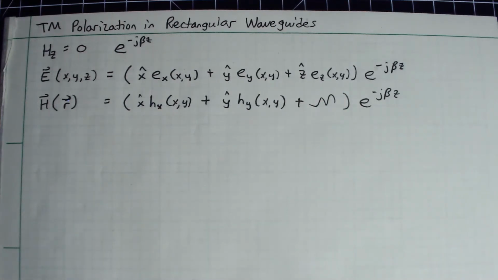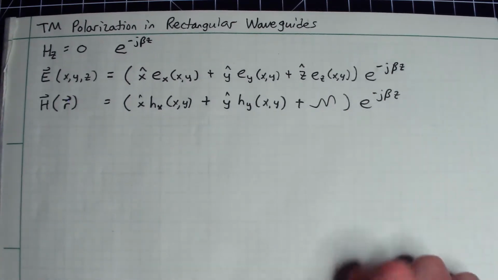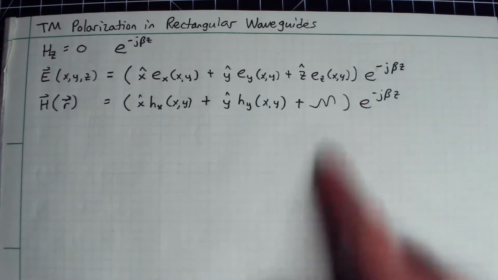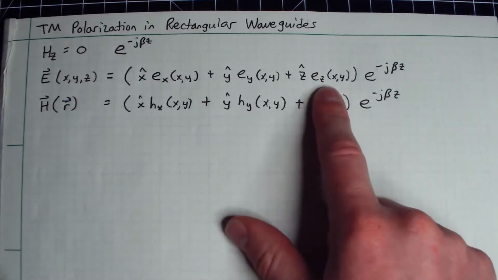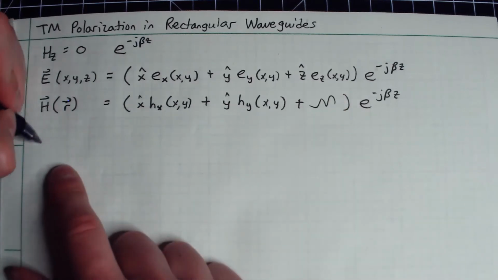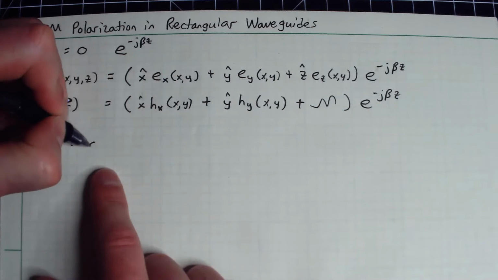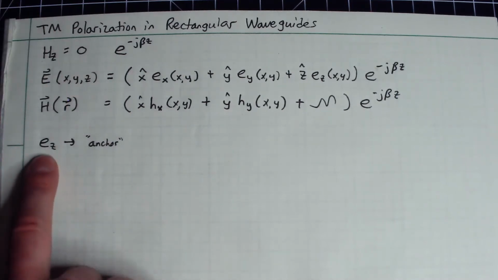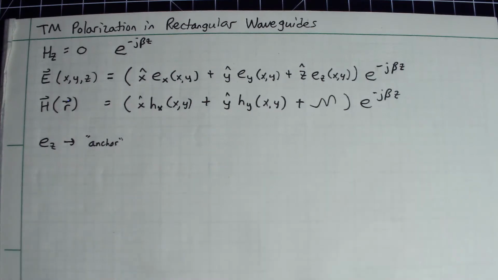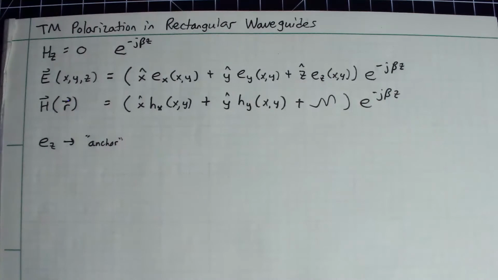So just remember last time we used the Hz as kind of the anchor for our solution. So the exact same argument will apply in this case, only we're going to use the E sub z as our anchor here. So E sub z is our, I'll call it the anchor. And what that means is if I can solve for my E sub z, then there will be some quick little calculation I can do to get my other 4 field components.